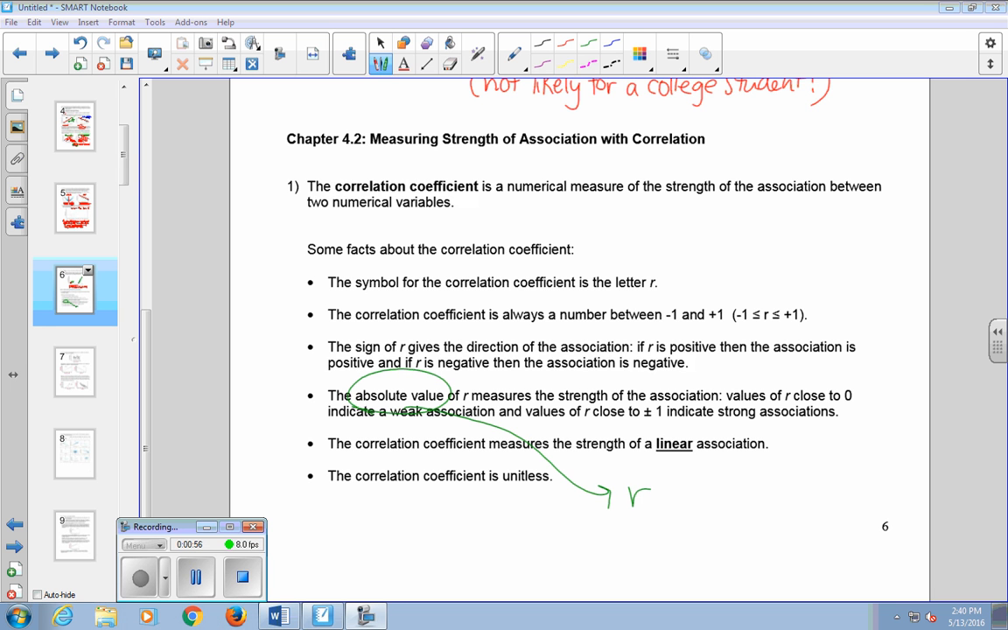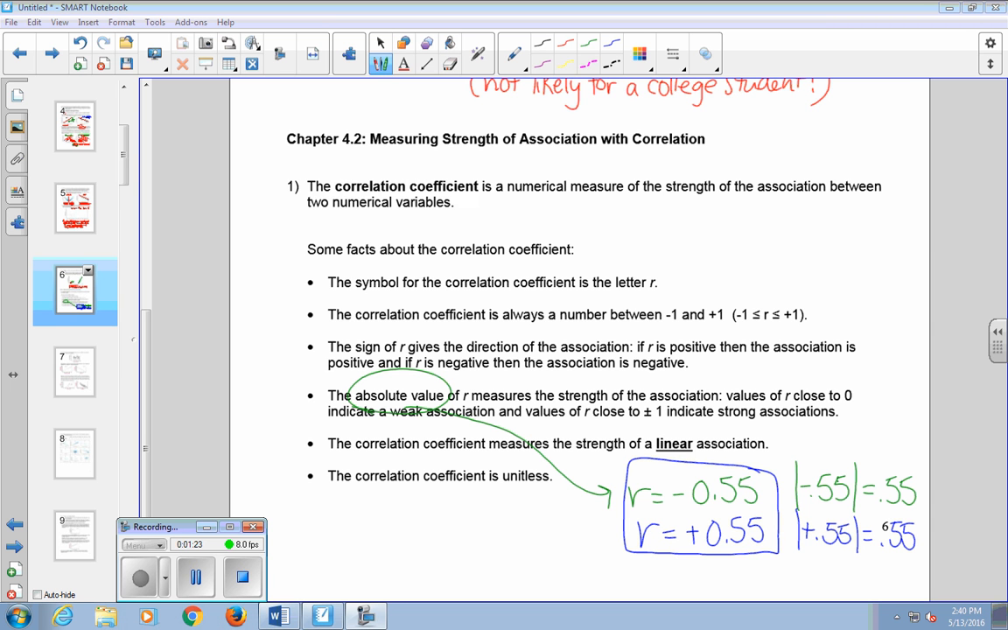So if we have R equal to -0.55, the absolute value of -0.55 is +0.55. It's looking at just the number part. If you have a correlation of +0.55, its absolute value is the same. So that means these two correlations, -0.55 and +0.55, have the same strength. Okay, so again, strength is just the number part. Ignore the sign.